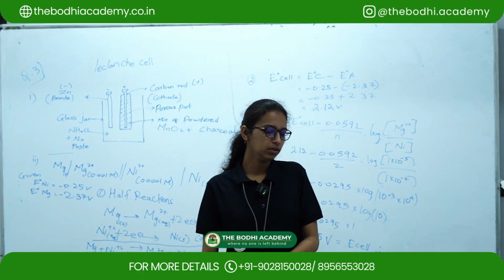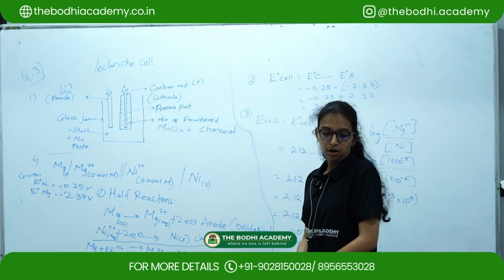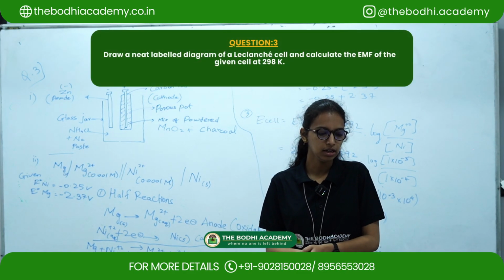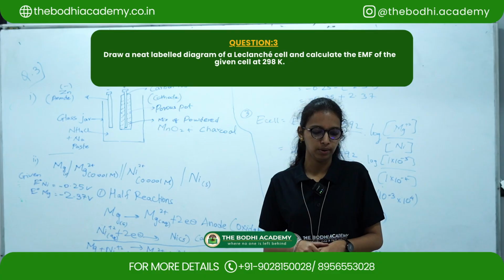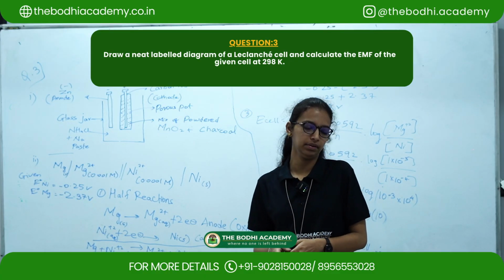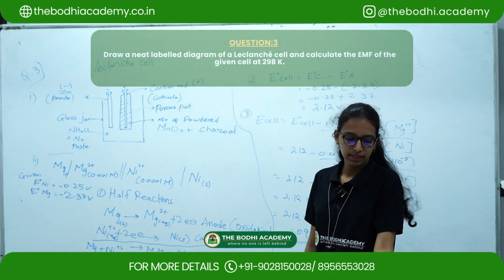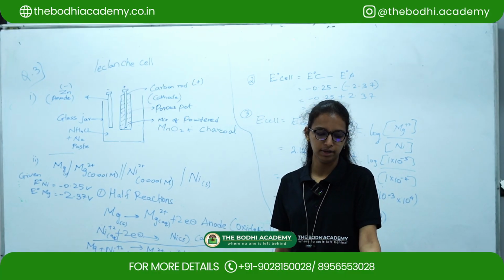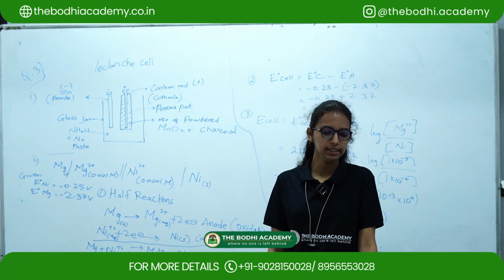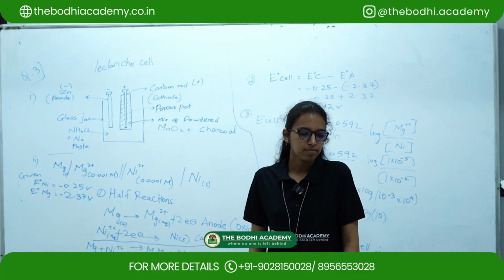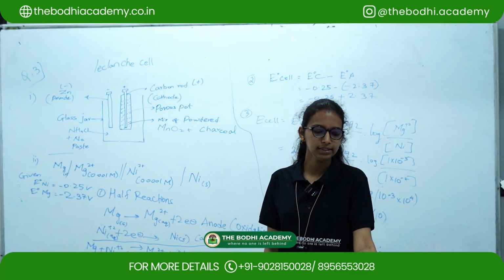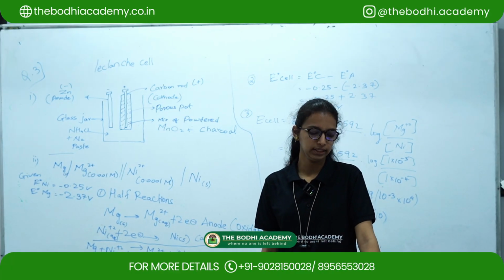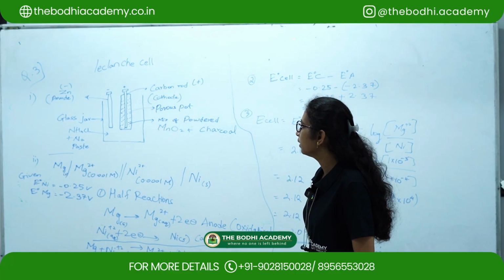Okay, let's start with the next question. Question number 3. Draw a neat labeled diagram of the Leclanché cell. Calculate the EMF of the following cell at 298 Kelvin. The cell representation is given in the question, and also the E naught values of cathode and anode, that is nickel and magnesium: nickel is minus 0.25 volt and magnesium is minus 2.37 volt. This is all given in the question.